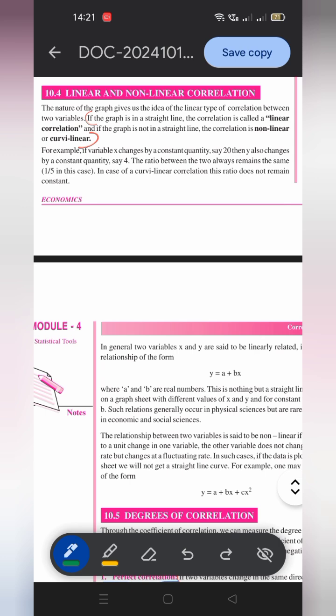Next topic, linear and non-linear correlation. If the graph is in a straight line, the correlation is called a linear correlation, and if the graph is not in a straight line, the correlation is non-linear or curvilinear.